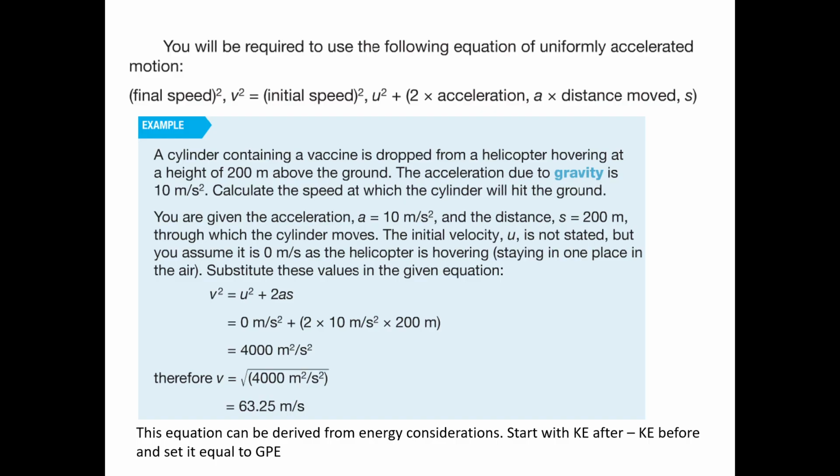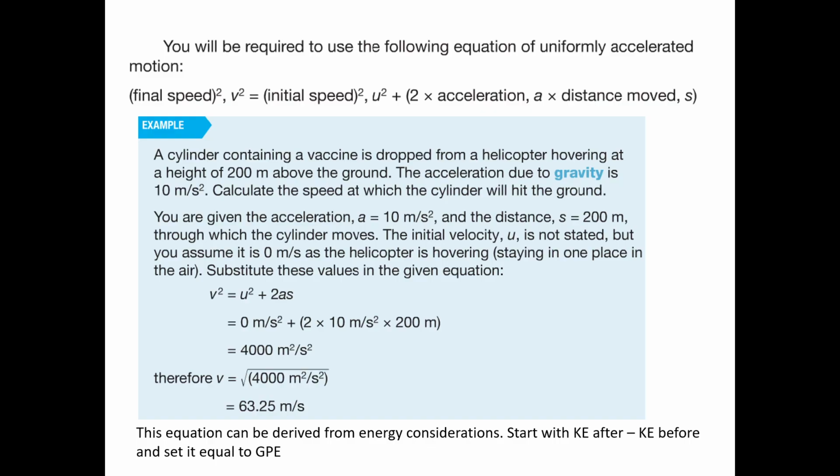This one is given in the exam. It's quite a complicated equation, even before COVID regulations and COVID help gave out equation sheets and so on. It involves a lot of squares, so it's quite difficult to rearrange compared to most of the other equations, with a lot of terms involved. The final speed squared equals the initial speed squared plus 2 times the acceleration times the distance moved.